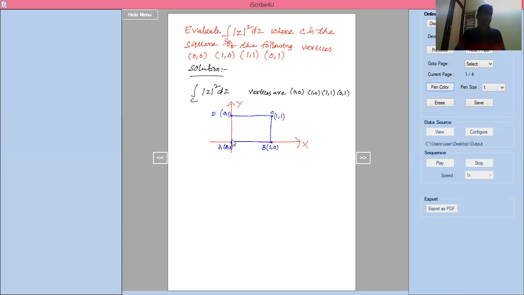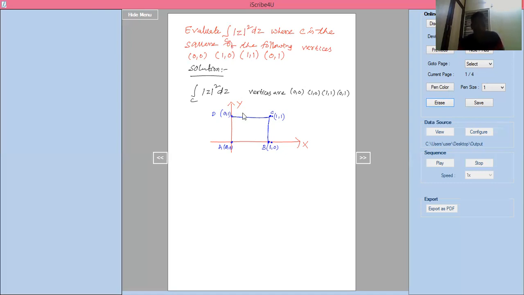C is a square with the following vertices. Here we are getting the square, we'll get a square like this. This is point C, and this is point B. B is nothing but 1, 0. Now it's a square of length 1 unit here. The length and breadth are all 1 unit.